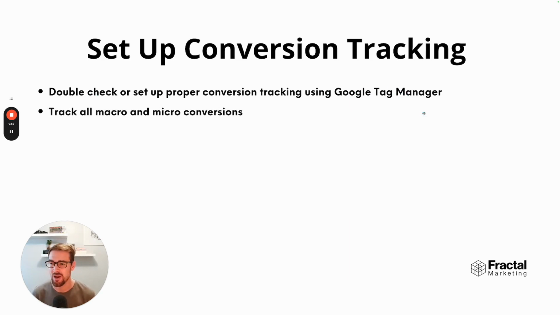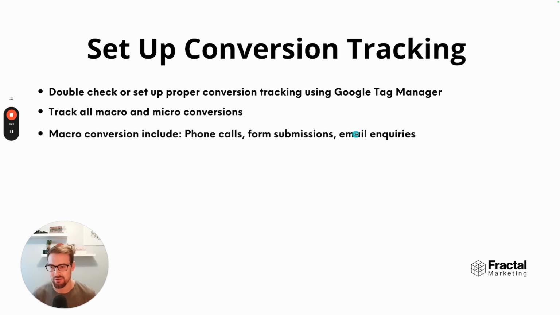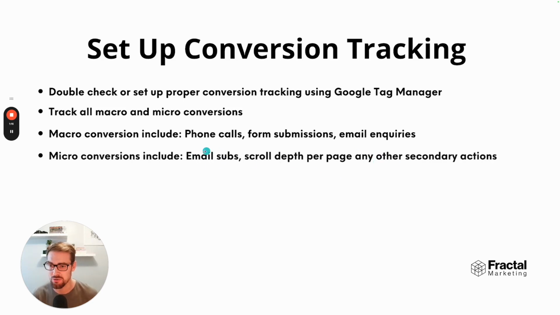From there, you want to be tracking all the macro and micro conversions inside your ad account. So on the macro level, we're essentially talking about the primary actions we want somebody to take. Those are often going to be things like phone calls, form submissions, or even an email inquiry into the business. On the micro side, we want to include people subscribing to our email newsletter. We want to include the scroll depth per page. And we want to include any other secondary actions that somebody could take on that page. But really, the main thing we want to be tracking are these macro conversions, and we want to be doing that via Google Tag Manager.